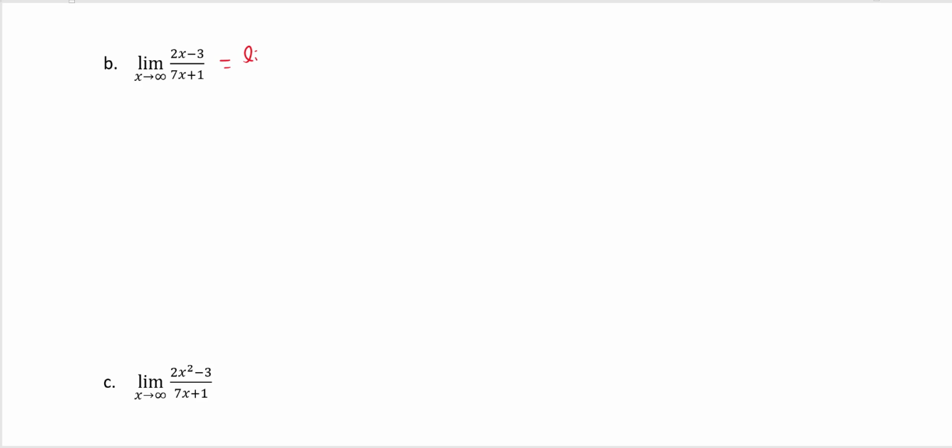So this equals the limit as x is approaching infinity of 2x over x. Notice we're just dividing by the power of x, not by the constant. So 2x over x minus 3 over x all over 7x over x plus 1 over x. Simplifying now, we get the limit as x is approaching infinity of 2 minus 3 over x all over 7 plus 1 over x.